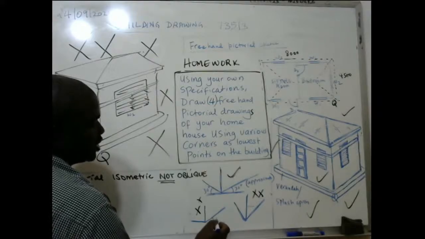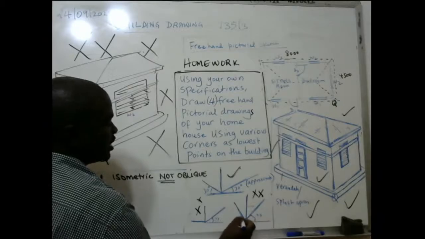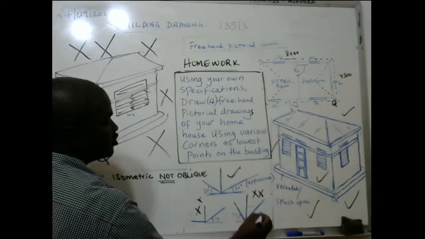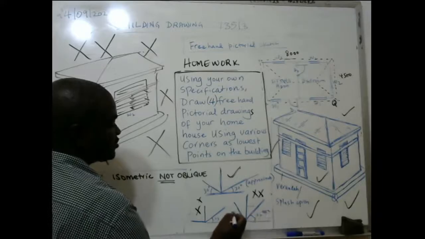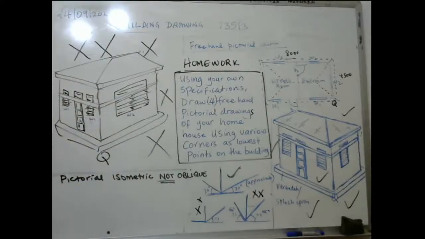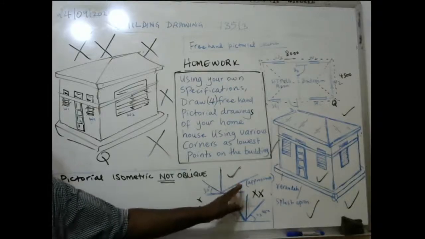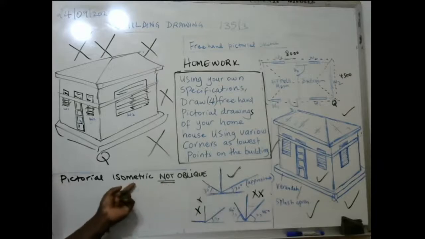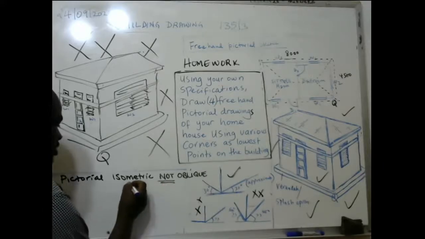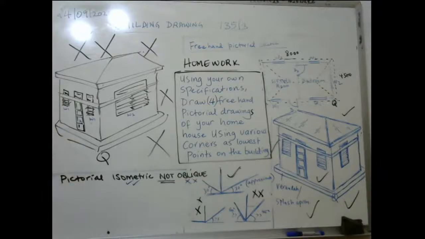Because which angle is this one here? And even this one here, which angle is that? This one is almost becoming 45 or 60. Is it 45 or 60? So at the beginning, you try to make this one isometric, not oblique. So don't make one side flat and another one.